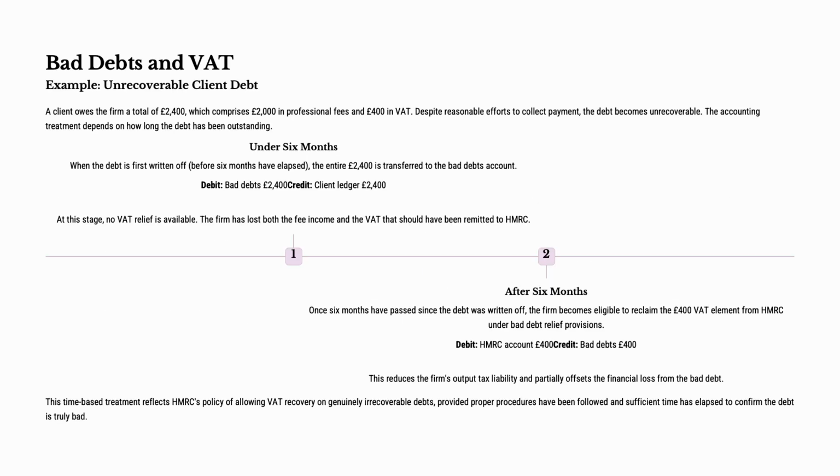So, bad debt. When a client does not pay, the amount may become a bad debt. Suppose a client owes 2,400 including 400 VAT. If the debt is less than 6 months old, you simply debit bad debt for the full amount and credit the client ledger. No VAT relief yet. If more than 6 months old, the solicitor can reclaim the 400 VAT as well. In that case, we debit HMRC for the VAT and credit the bad debt ledger to reduce the loss. Remember, time matters in VAT. 6 months. You need to keep in mind that timeline.